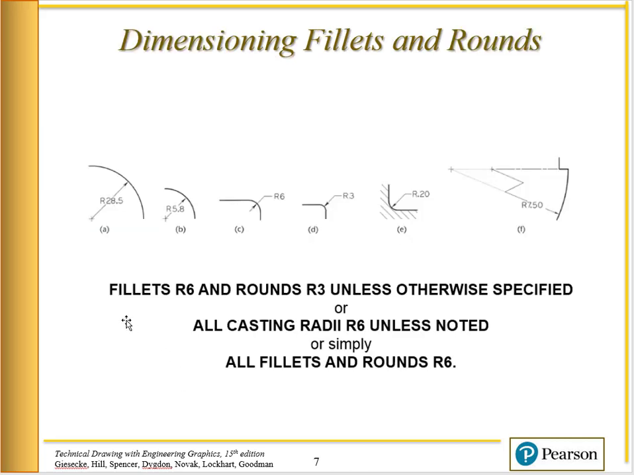Now, if you have a part that has a lot of different fillets on there, and you had to dimension every one, you could get a really crowded drawing. Like, say, a casting or a cast part has a lot of fillets and rounds on them. So what you would do is use a note that said, unless otherwise specified, fillets are 6 and rounds are 3. Or all casting radii are 6 unless noted. So if you have a lot of fillets and rounds on your parts, it's good to do it with a note like this.